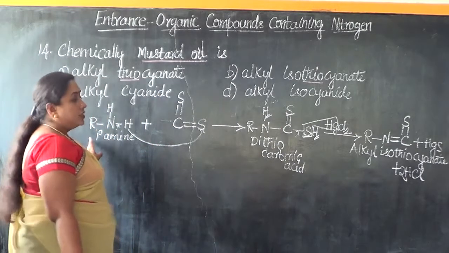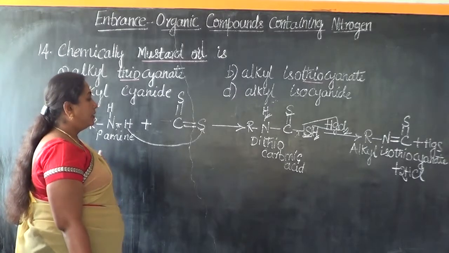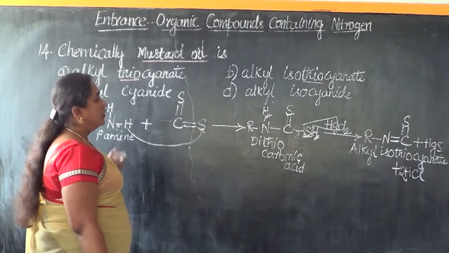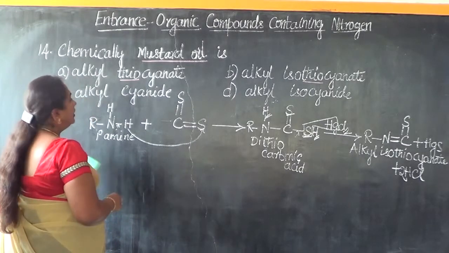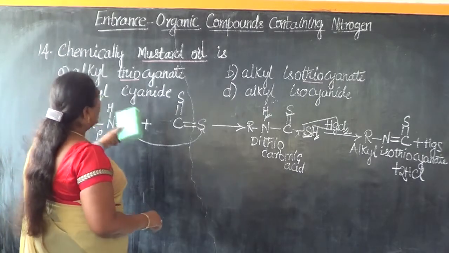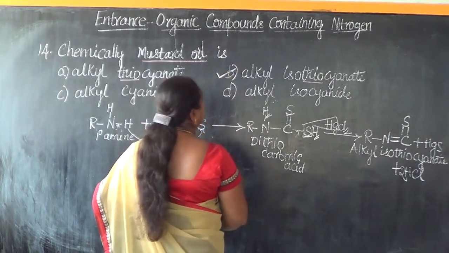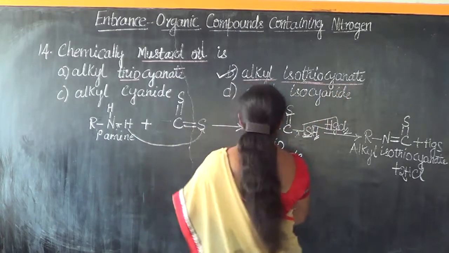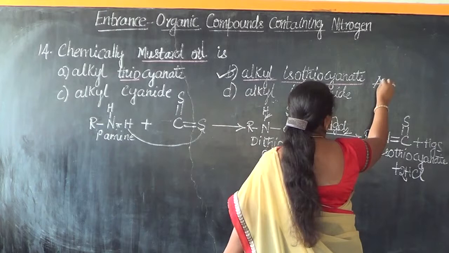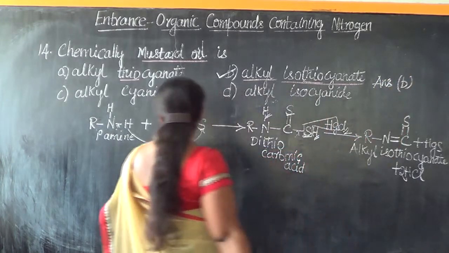You can practice this reaction by replacing R with any alkyl group, ethyl, methyl, all of that, any of the alkyl group you can use and then replace. So what is the correct option here? Alkyl thiocyanate or alkyl isothiocyanate? It is alkyl isothiocyanate. This is our correct answer. So option B is the correct option for this particular question.